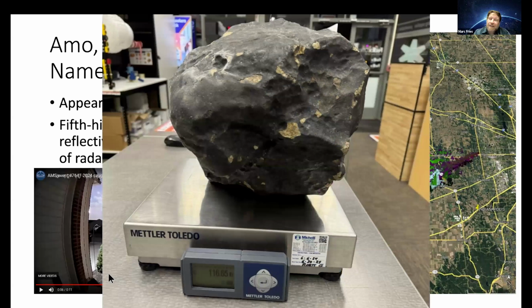The provisional name is AMO. That's where the first meteorite was found. This is the largest meteorite found so far in this fall. You'll notice it is large. The finder had to go to a FedEx store or equivalent to get a large enough scale to put this on. Next.